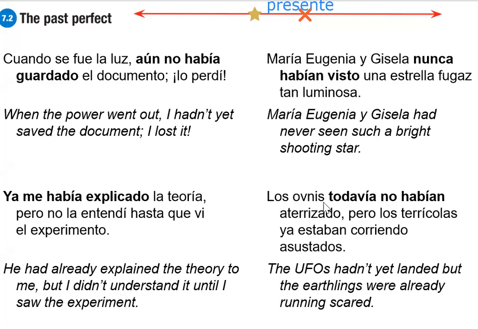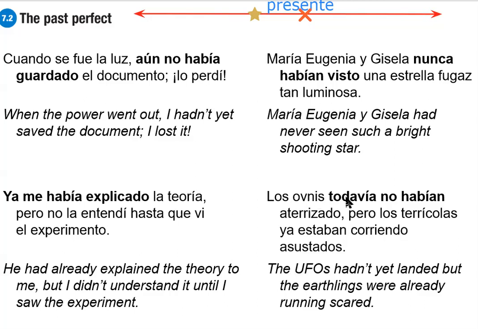So los ovnis, which is a UFO, we say UFO in English as the acronym for unidentified flying object. In Spanish, it also is an acronym, but you say ovnis. You don't say OBNI. It's objeto volador no identificado. So they actually say the word ovni, instead of like us saying UFOs. Actually, there might be something to that.